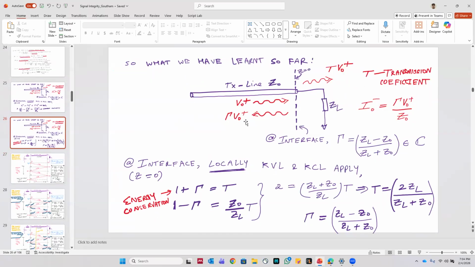Okay, after this, it gets a little kind of complicated, but everyone understands up to this point. Main thing to understand is that there's an incident wave. If there's a mismatch in impedance, some gets reflected, some gets transmitted, okay? And the amount that gets reflected is gamma V naught plus. The amount that gets transmitted is T V naught plus, okay?